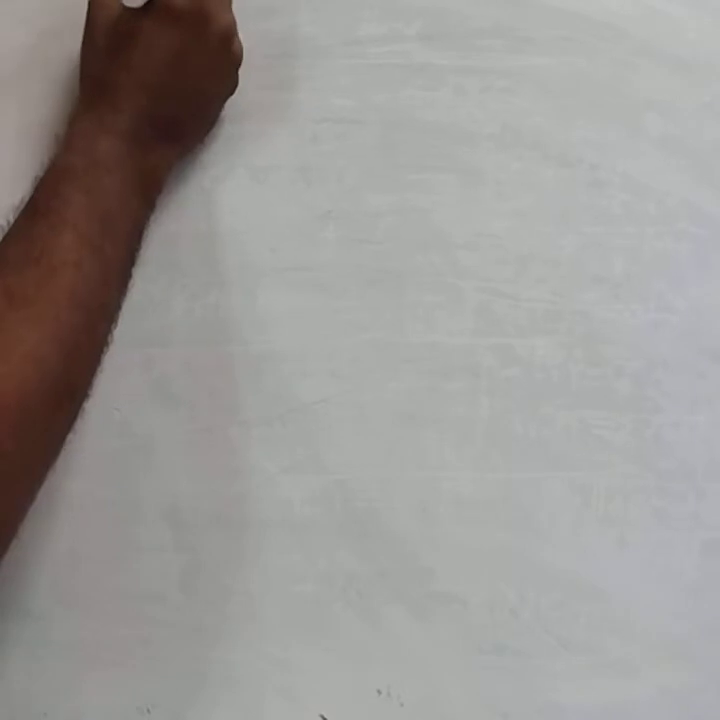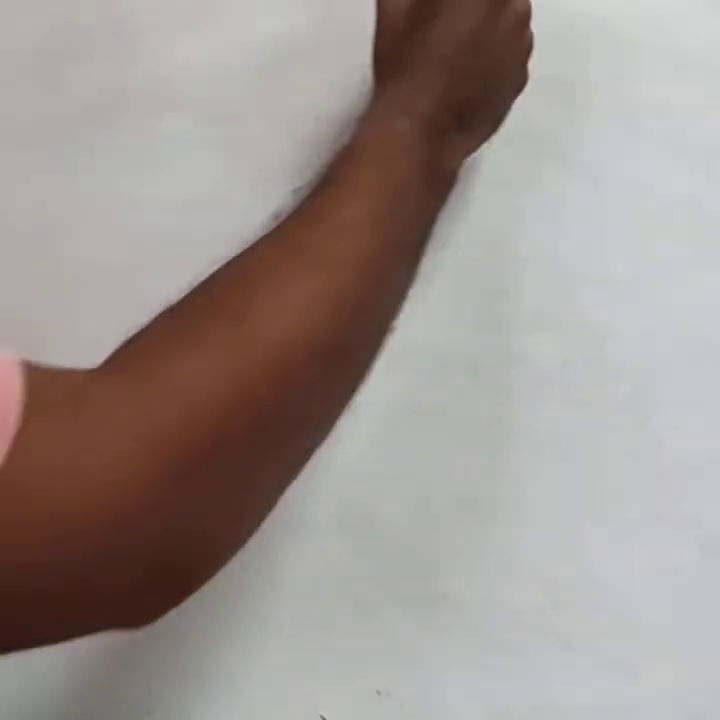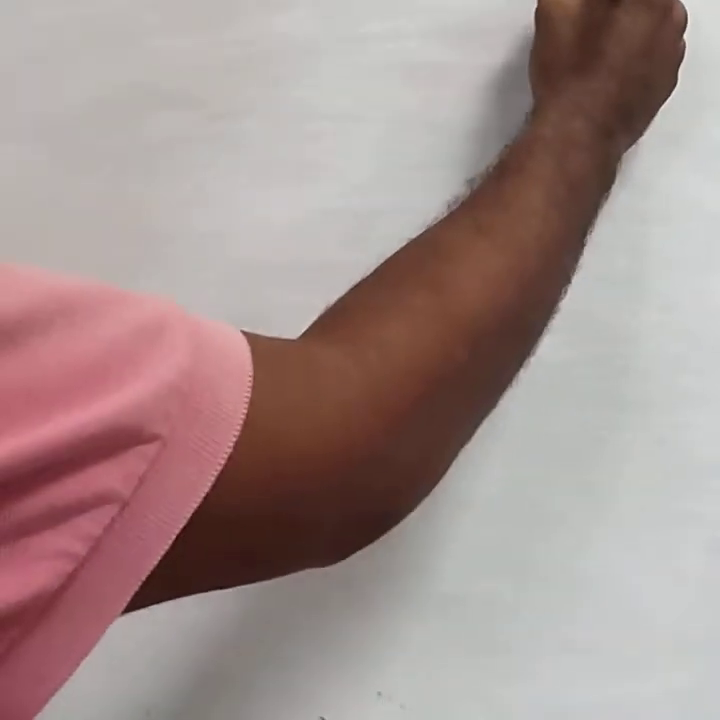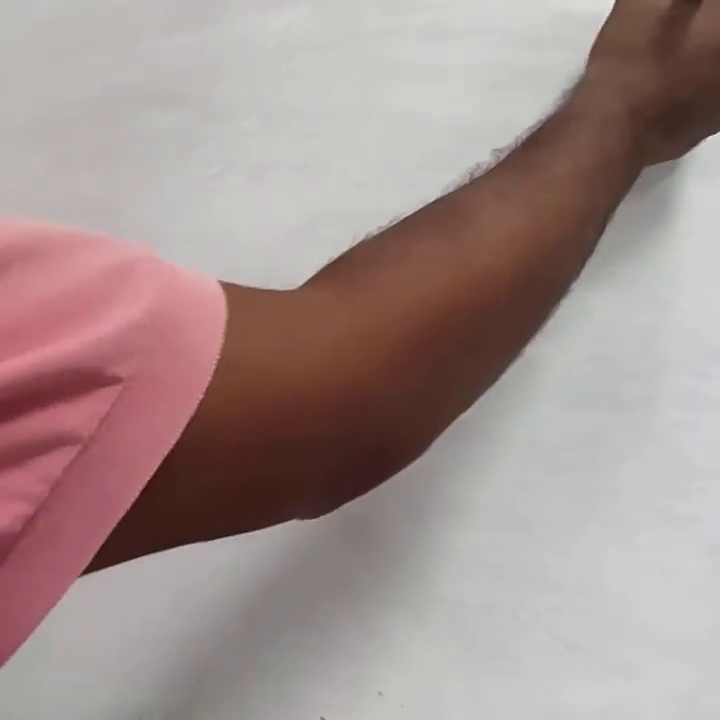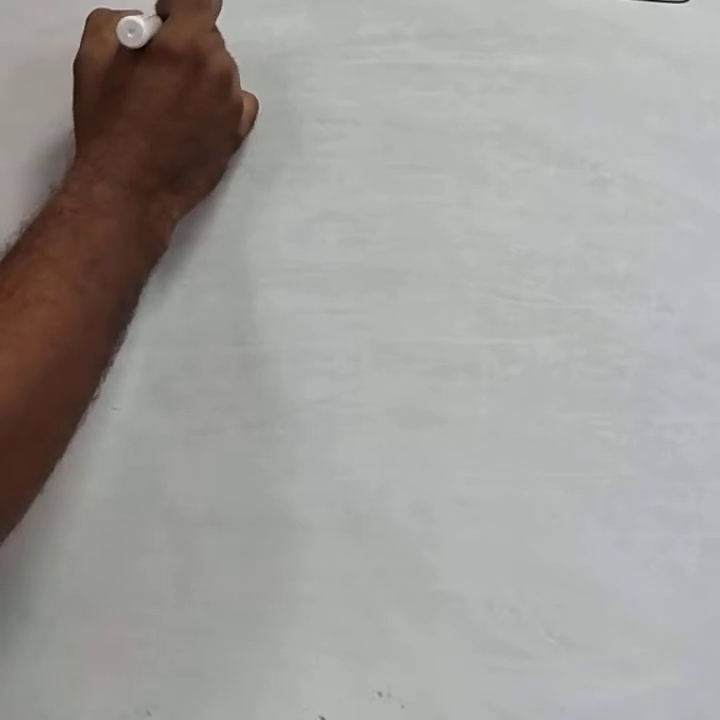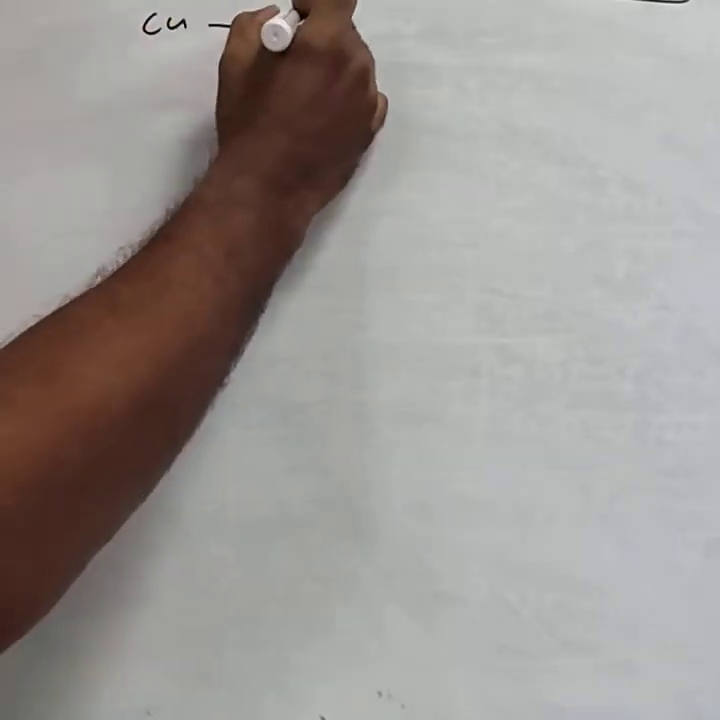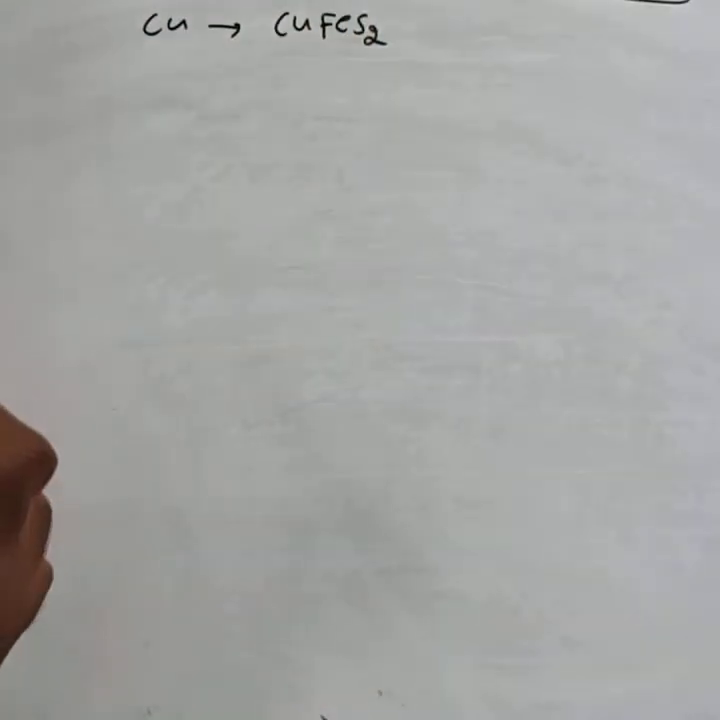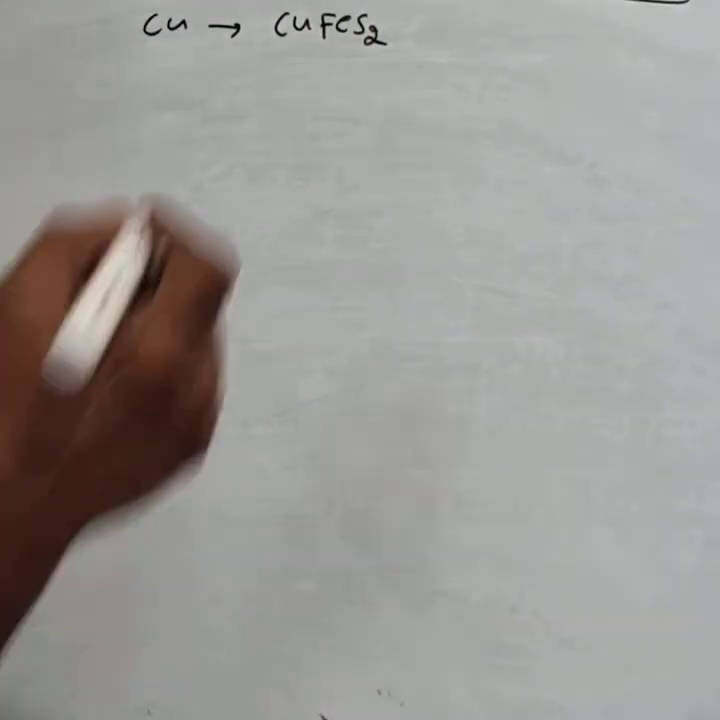Next, second metal: extraction of copper from its oxides. Generally, copper is obtained from copper pyrite, CuFeS2.